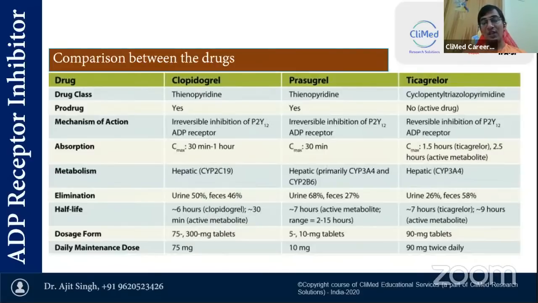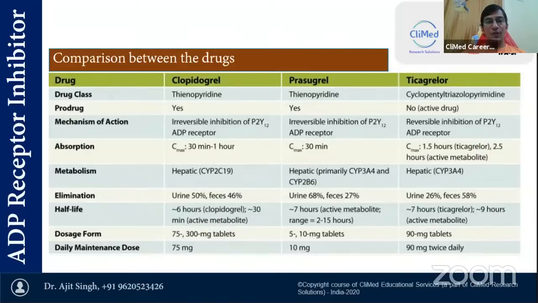Ticagrelor has 1 hour, 1.5 hour to 2.5 hours, right? Metabolism is all hepatic, all in the liver, and elimination is also good with ticagrelor. Only 26% gets eliminated by urine, and the other 58% by feces. Half life is also high with ticagrelor.